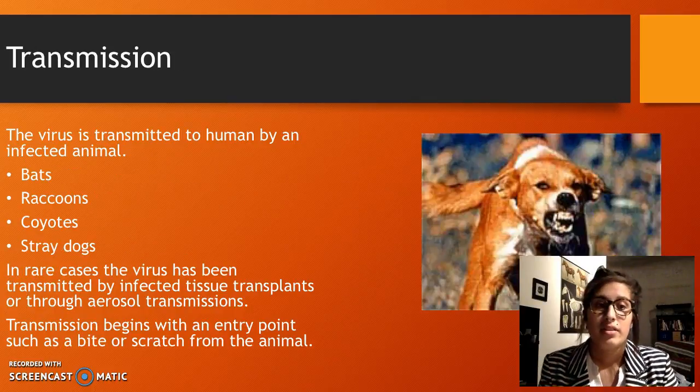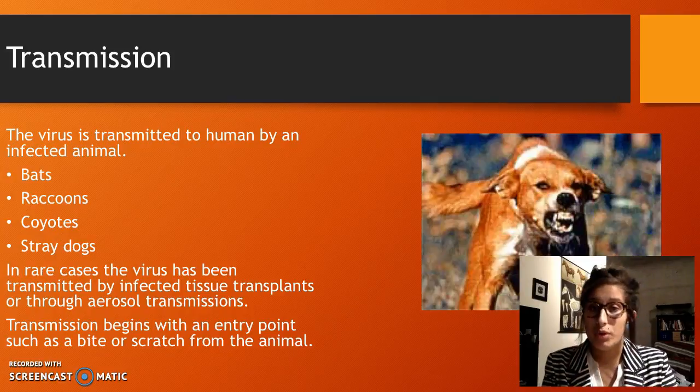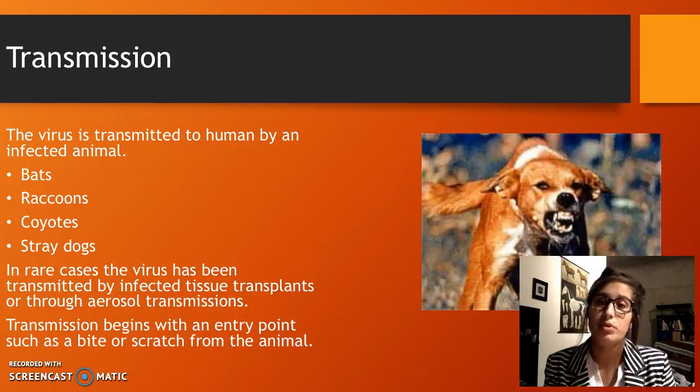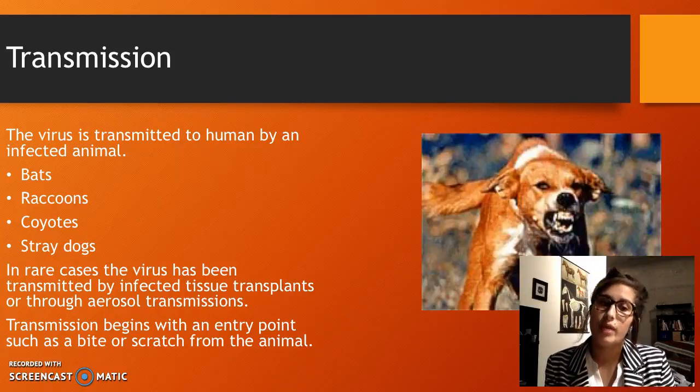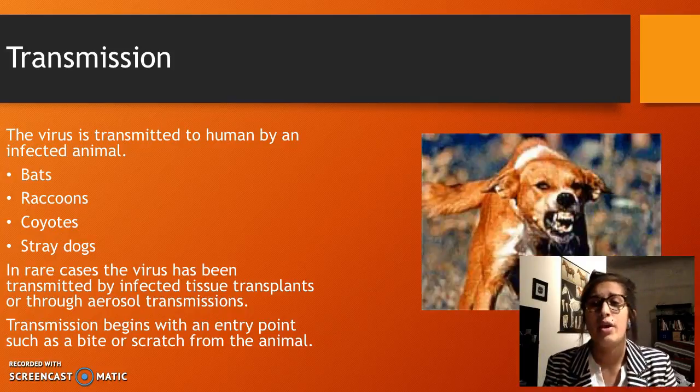Transmission. The virus is transmitted to humans by an infected animal. Some of the infected animals could be bats, raccoons, coyotes, and the most popular in those countries are stray dogs. In rare cases, the virus has been transmitted by infected tissues or organs like corneas, or through aerosol transmission in laboratories. Transmission begins with an entry point, such as a bite or scratch from the animal.